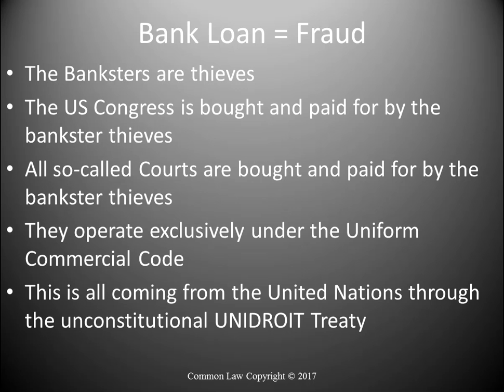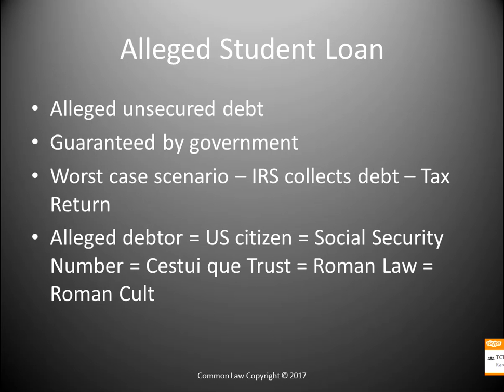The banksters are thieves. The U.S. Congress is bought and paid for by the bankster thieves. All so-called courts are bought and paid for by the bankster thieves. They operate exclusively under the Uniform Commercial Code. That's all coming from the United Nations through the unconstitutional Unidroit Treaty. And now we'll get into the issue of student debt.